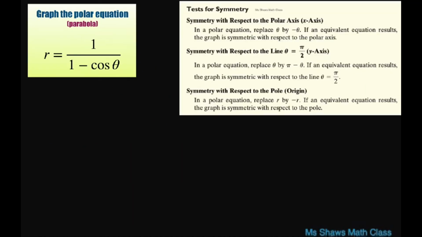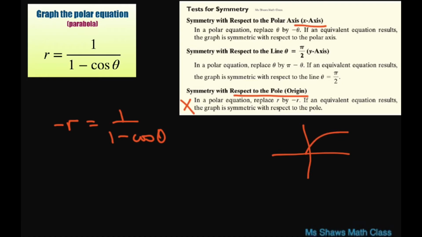And then for our third test, which is the easiest, you just substitute r with negative r. Clearly the equations are not equivalent, so this test fails. So we're looking for symmetry with respect to the x-axis. Basically, whatever we get on the top, we're just going to reflect it over. Let's assign our values from 0 to pi to see what we get on the upper quadrant here.